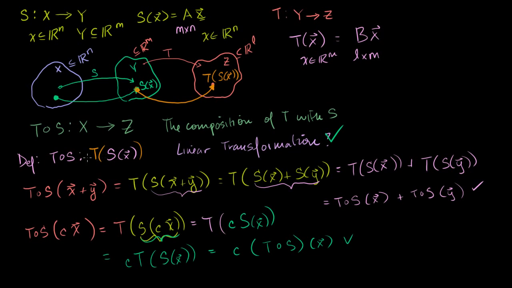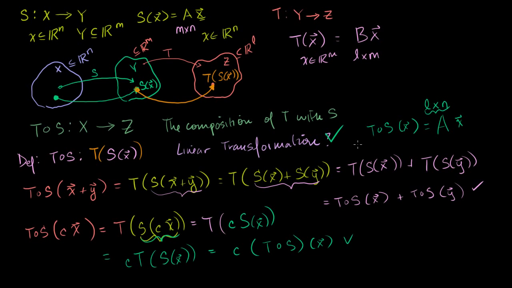So the composition, as we've defined it, is definitely a linear transformation. That means that the composition of t with s can be written as some matrix. Let me write it this way. The composition of t with s applied to some vector x can be written as some matrix times our vector x. And what will be the dimensions of our matrix? We're going from an n dimension space, so this is going to have n columns, to an L dimension space, so this is going to have L rows. So this is going to be an L by n matrix.